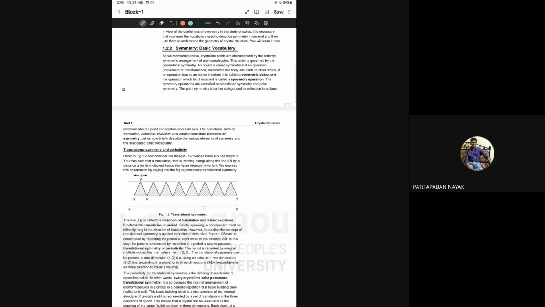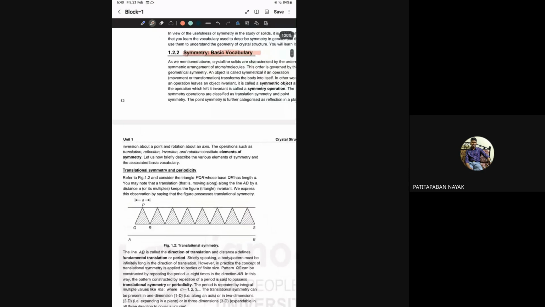So next we'll be talking about symmetry. Symmetry is very important in understanding crystal structure. There are different kinds of symmetry: translational symmetry, rotation symmetry, mirror symmetry, and inversion symmetry. Okay, so let us try to understand.